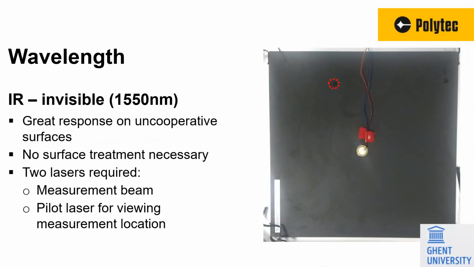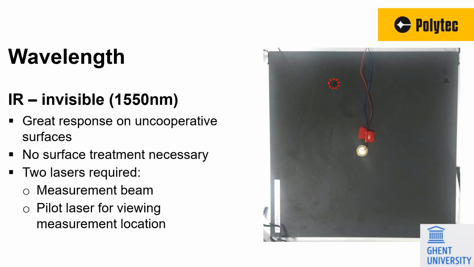On the other side, we have the infrared vibrometers. Now, being at a longer wavelength kind of works against us when it comes to resolution, just because the wavelength is longer. But on the other hand, more photons can be collected than with a HeNe-based vibrometer within the same laser class. So more photons means more signal to noise. This becomes evident mainly on uncooperative surfaces. So with an infrared vibrometer, surface treatment is usually not necessary.